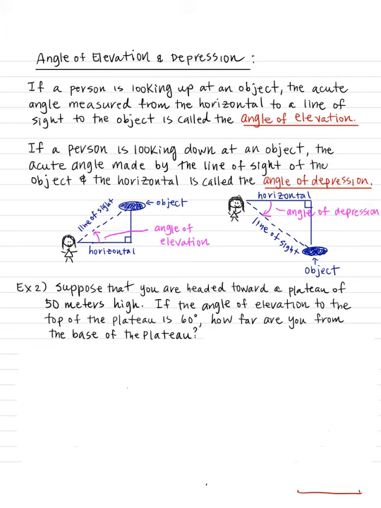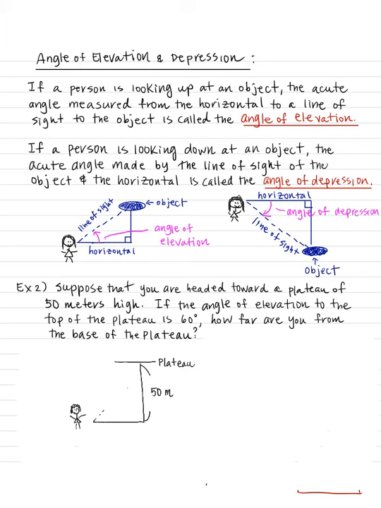So let me just do that. Basically, here I am. Now here's the ground, and the plateau is going to be on the top over here. They're telling us that from the ground to the plateau is 50 meters high. And it says the angle of elevation to the top of the plateau is 60 degrees.